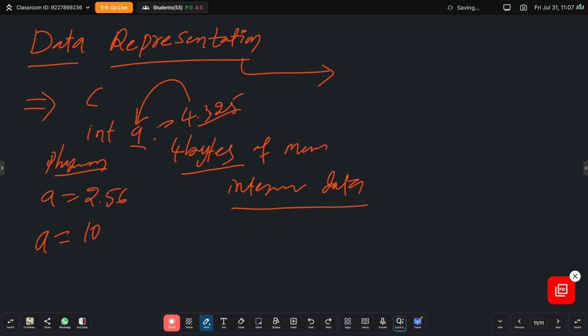Write down. In digital systems, information, inside the parentheses: numbers, characters, and control signals. This is information, right?